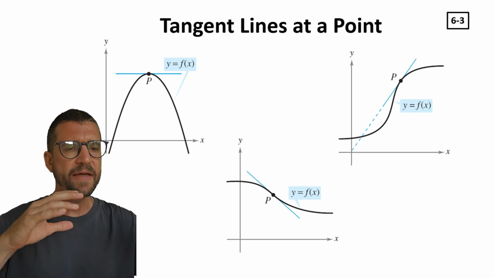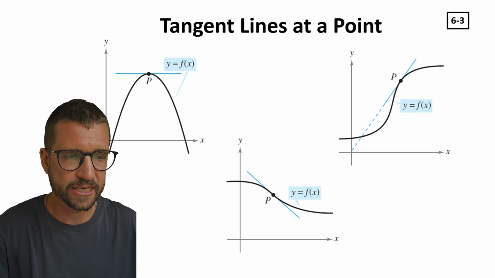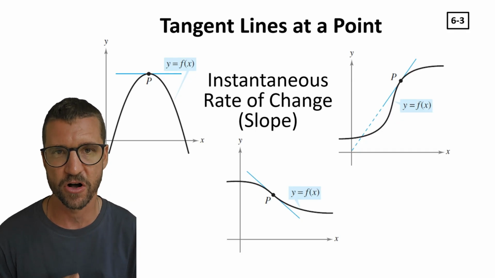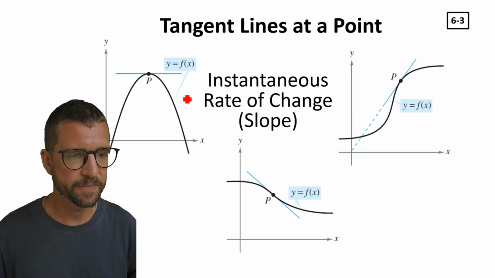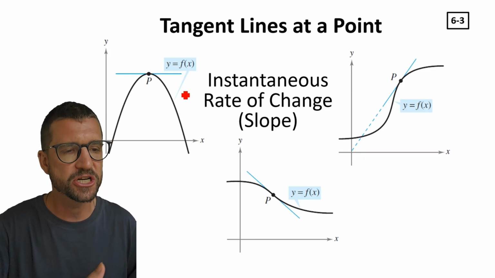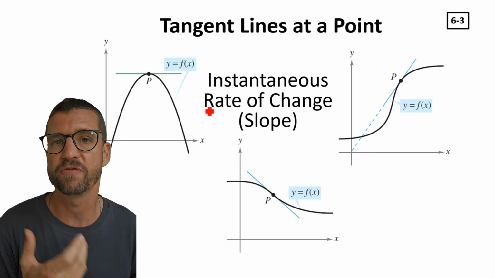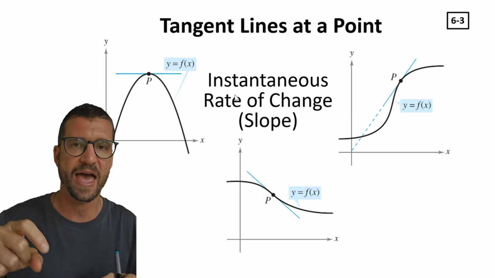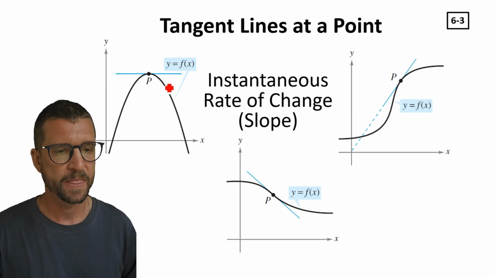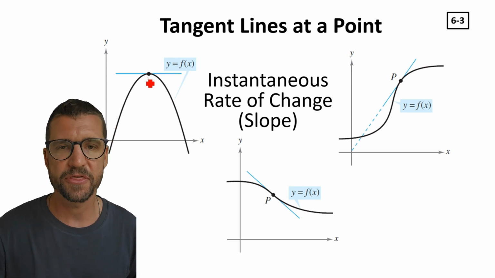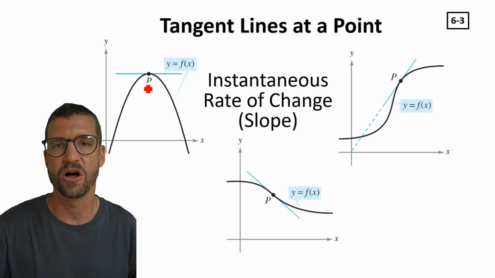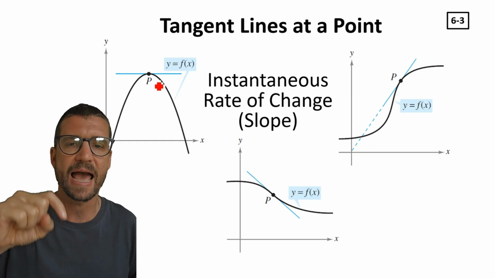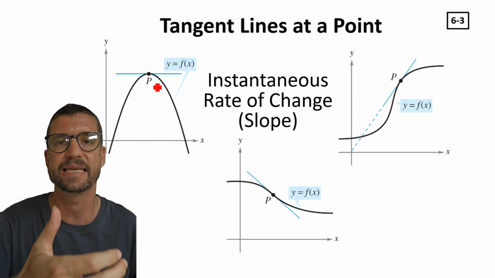The main thing here is that this tangent line would represent the instantaneous rate of change of that function. Rate of change just means slope, if you remember that from algebra. So the instantaneous rate of change is the slope at that instant, at that point P. I think the best way to think about this is a plane flying along the tangent line. Is that plane ascending or descending at that point P, and at what rate?